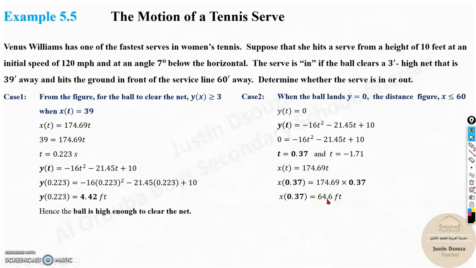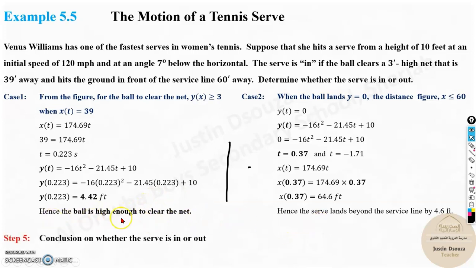You're getting 64.6 feet. That means it is not less than 60. It is greater than 60 by 4.6. So if this is the service line, just go out over here. By a little, it is outside. So basically, it is not enough. The ball is not high enough. It lands away from the service line. So basically, the serve lands beyond the service line, so it does not clear the service.